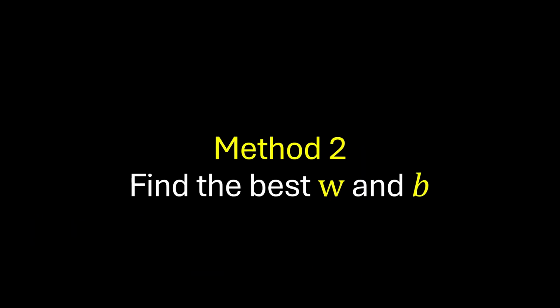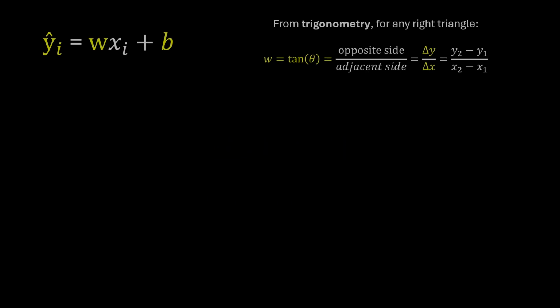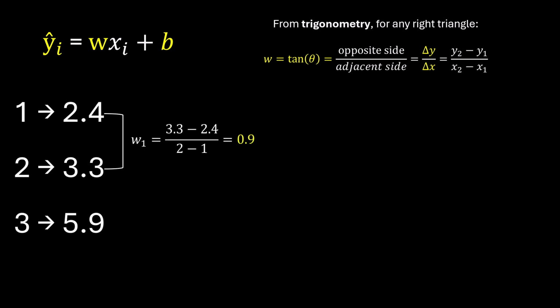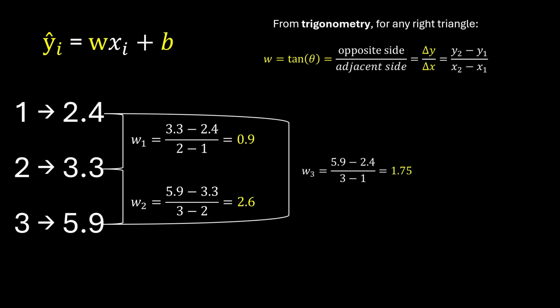Now we have another method that we can use to solve our complex problem. Let's call it method 2, find the best w and b. Let's try to find the value of w for our complex example using the same w formula we used earlier. For the first and the second point, w equals 0.9. For the second and third point, w equals 2.6. And for the first and third, w equals 1.75. Unfortunately, they are not the same, unlike the simple example. So what can we do now?